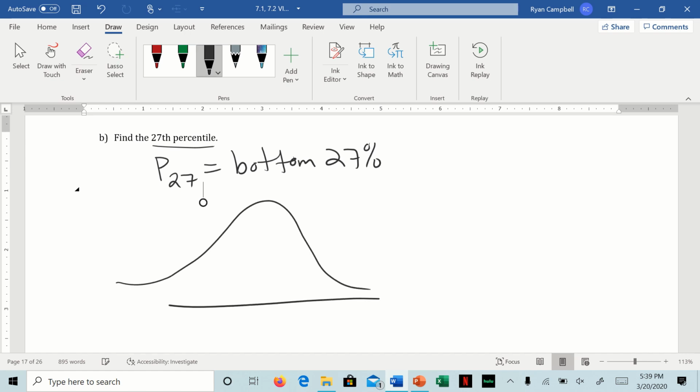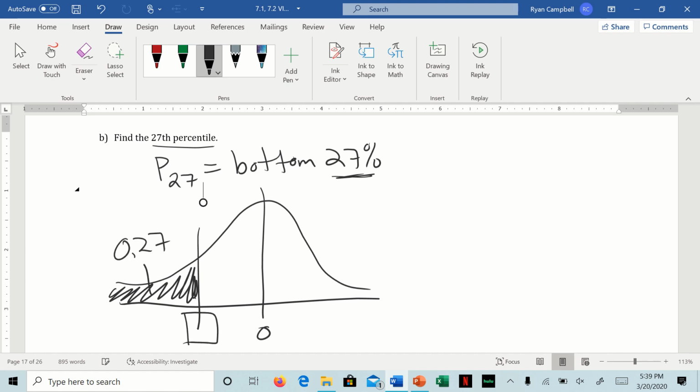So we graph it. It's still standard position, so 0. If we come from the left, if we go to the mean, too far, not far enough. Too far, right? That's 50%. We only want 27, so we back it up. Shade to the left. Remember the 0.27 is going to go up top. We want the bottom.